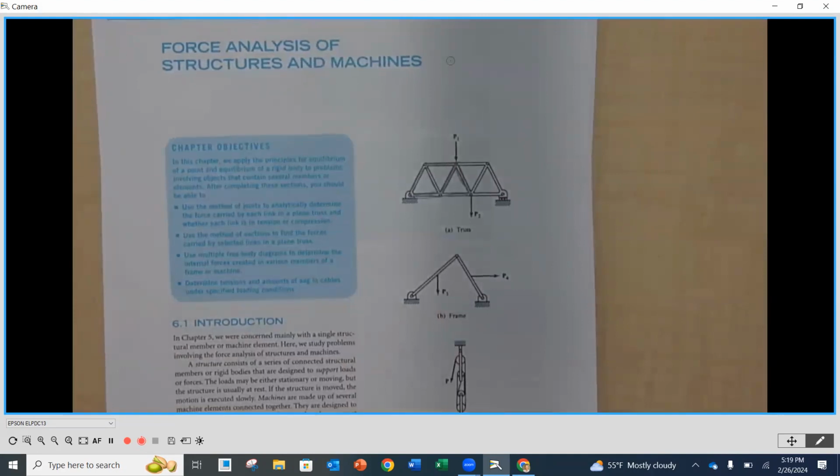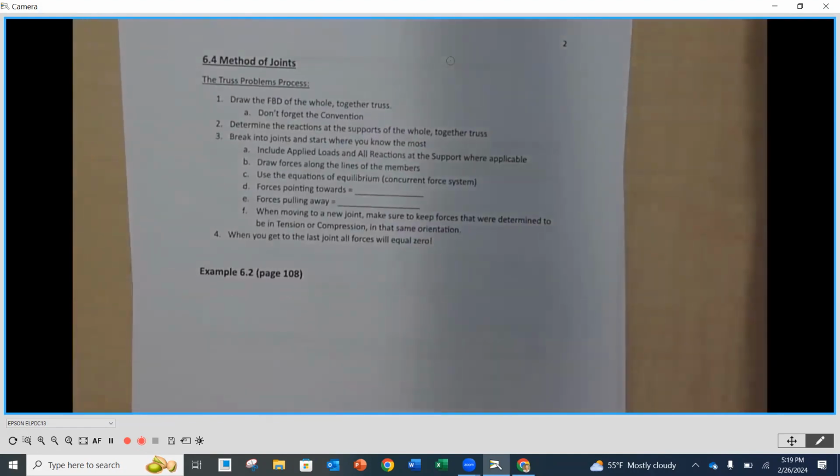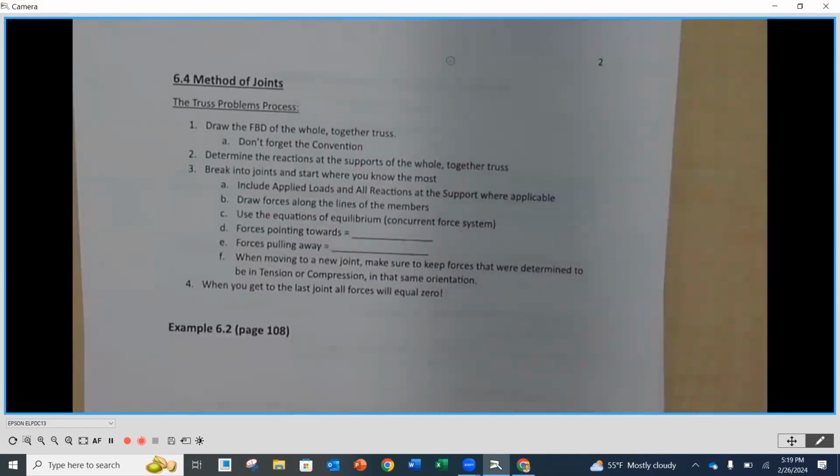Okay, so let's get into how we're going to do this. In section 6.4, this is called method of joints. And this is going to be the process that we're going to go through in solving these truss problems.